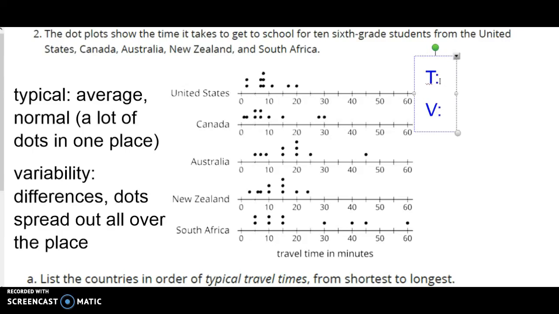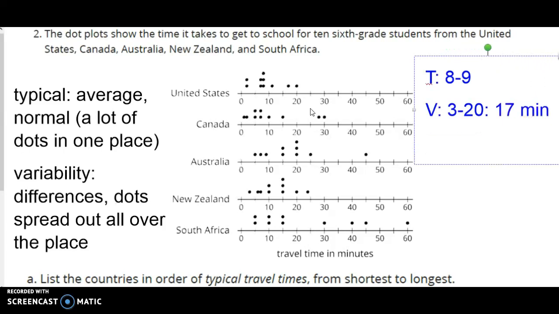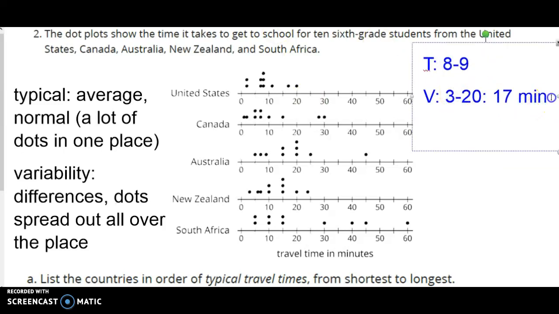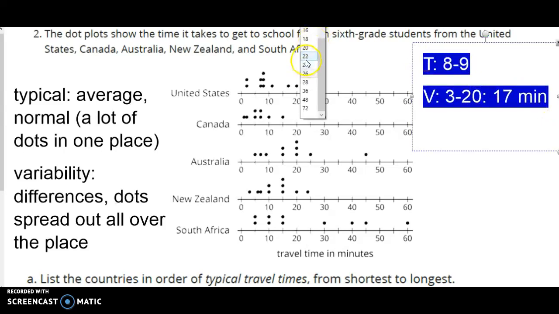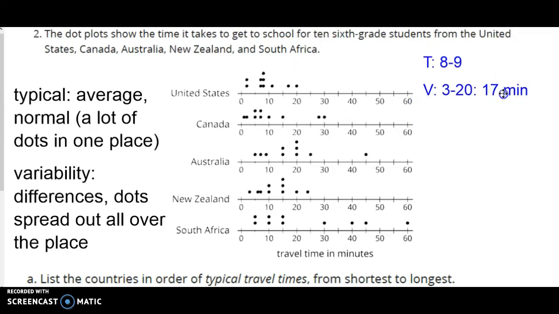So United States, I'm looking for where there are a lot of packed dots, and I'm seeing that there's a lot of packed dots between 5 and 10. So I'm going to say it's about 8 to 9 minutes. Then I'm looking for variability. I'm seeing dots that range from right here between 0 and 5, it looks like maybe 2 to 3 minutes, to about 20. So I'm going to say 3 to 20, which is a range of 17 minutes. That is for the United States. Now let's talk about Canada. Make this a little smaller just so we can see that it is only for the United States.